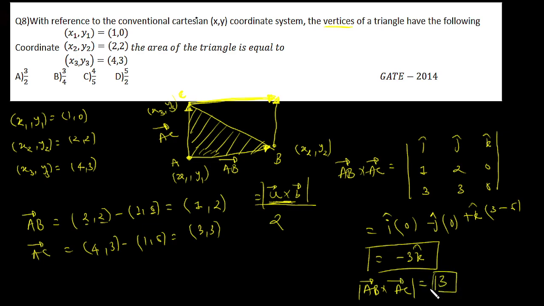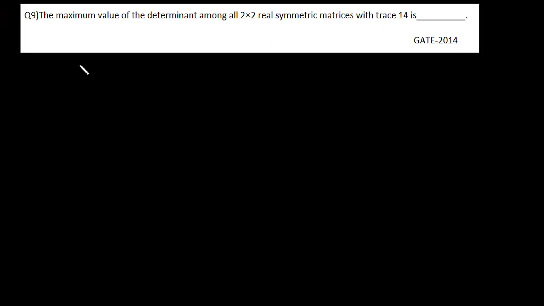Here we are interested in the area of this triangle. So let's divide by 2, giving 3 by 2. So the area of the triangle is nothing but 3 by 2. So option A is the correct choice for the area of the triangle formed by these three vertices. Now let's solve the last problem.